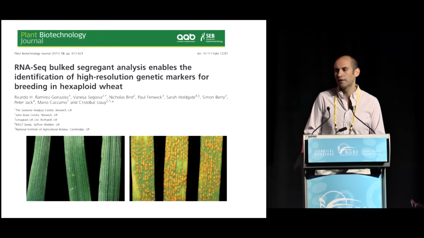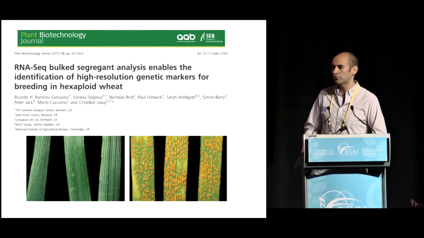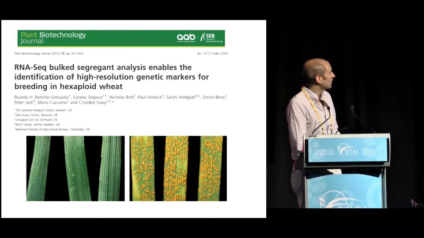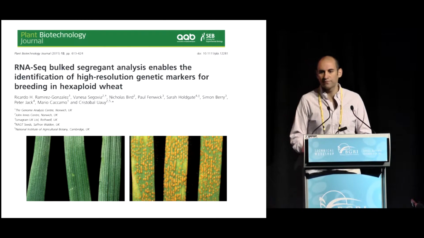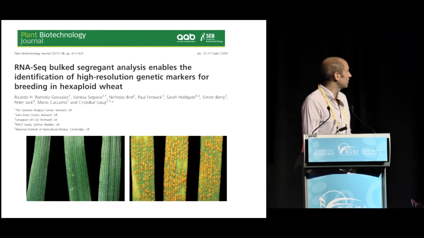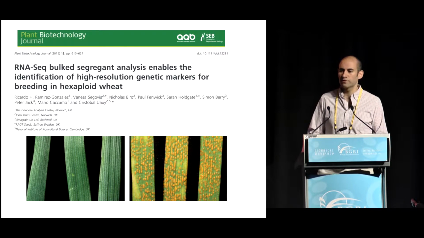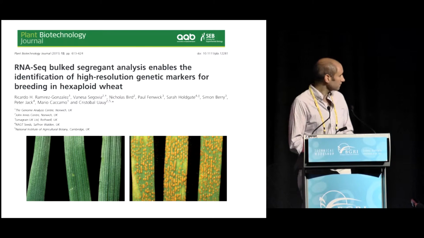So one of the things that happens is that once we generate those, how do we start doing the mappings? We're trying to see how we can apply new genomic approaches to accelerate the way that we generate markers. This is an example of how we're using bulk segregant analysis, something developed by Richard Michelmore, who's probably in the audience, and how we combine it with RNA-seq to rapidly generate markers that would be amenable for breeding.